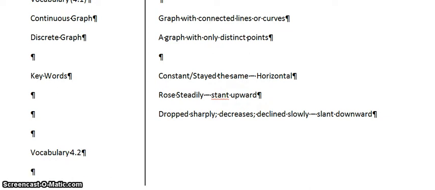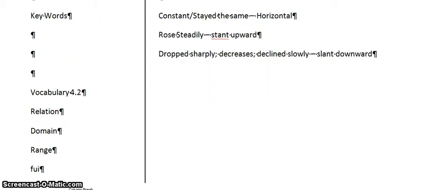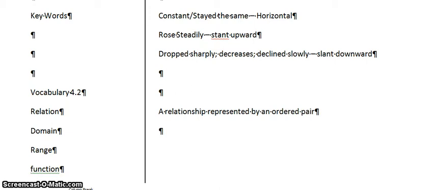So we've got relation, domain, range, and function. Okay? Remember, a relation is going to be relationships that are represented by a set of ordered pairs. A relationship represented by an ordered pair so that it can be graphed on a coordinate plane.